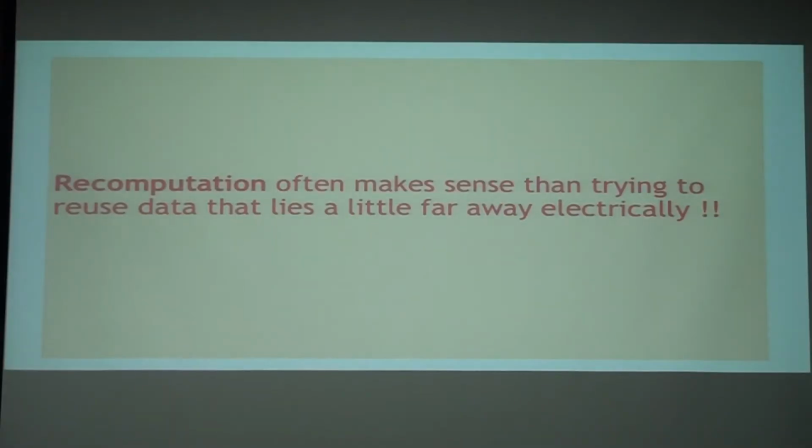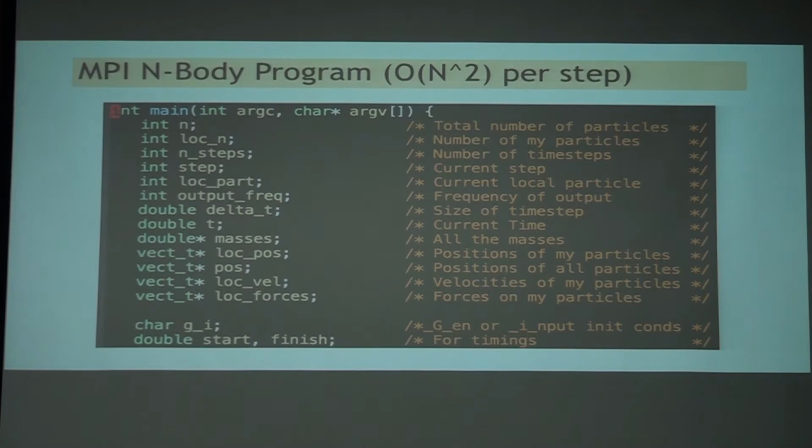Because imagine you are calculating half the force and you want to reuse the force that the other guy has with respect to me, because he has calculated the force that I am exerting on him. You have to have communication, either through shared memory or MPI. That is bad, so don't do that. Recomputation often makes more sense than trying to reuse data that lies a little far away electrically. We will come to that point again, because this has been emphasized by many speakers, and we should see some jarring numbers to absorb that properly.